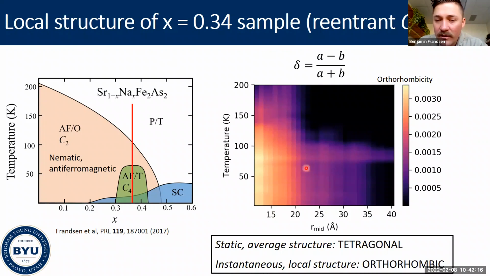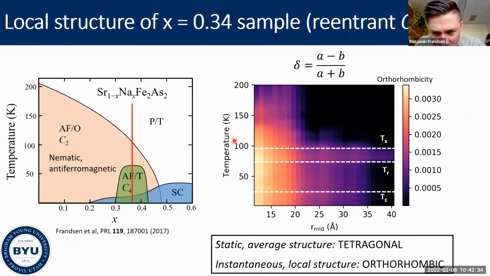This is an interesting way to display the data. This is showing length scale on the horizontal axis and temperature on the vertical axis, and the brightness tells us how distorted the structure is, how orthorhombic the structure is. In other words, how strong is this nematic distortion? And so if we look at just under 100 Kelvin, that is the initial transition from the tetragonal state into the orthorhombic state. And then around 75 Kelvin, we transition back into the reentrant C4 state. But if we look at the low R region, at the local structure, it's actually orthorhombic at all temperatures.